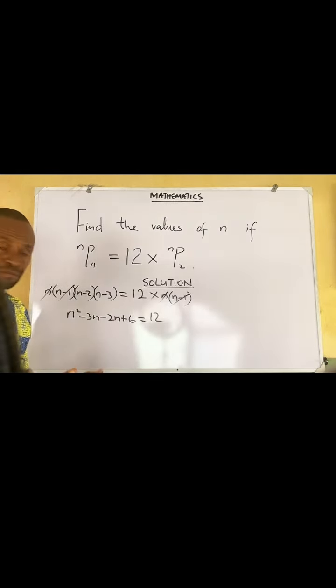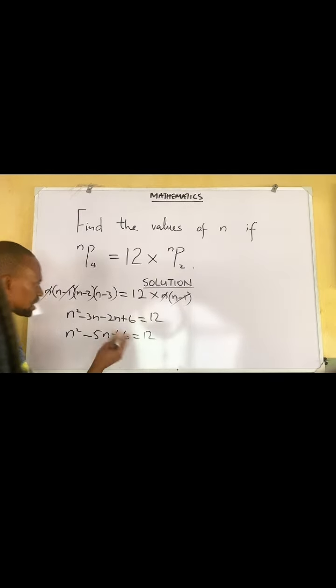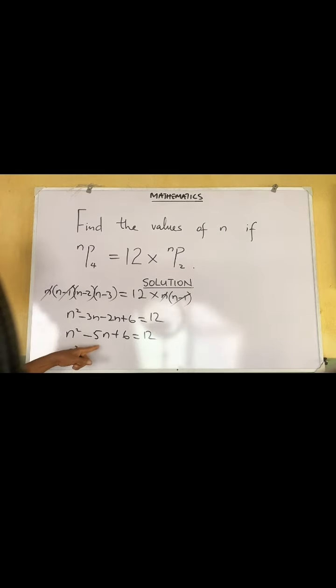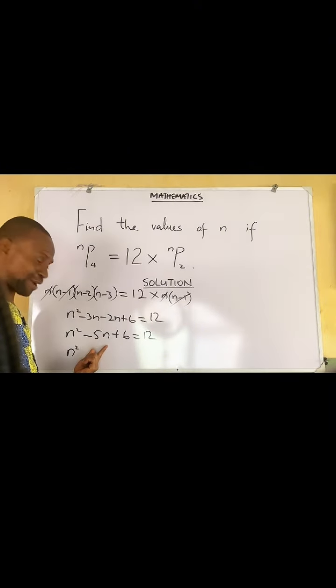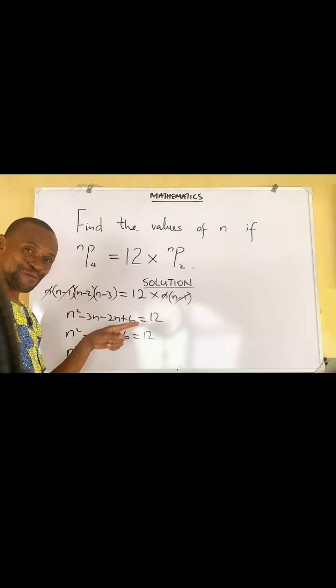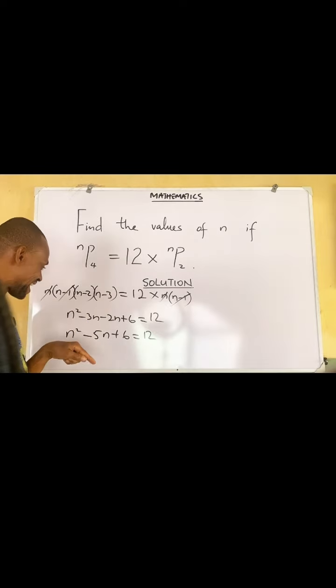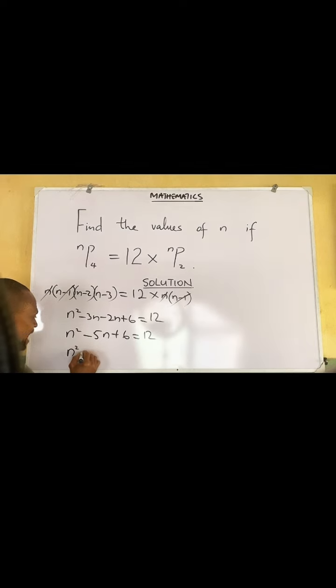Now, we are going to solve it by factorization to get the values of n. So let's do it together. n squared minus 3n minus 2n is minus 5n plus 6 equals 12. I hope it's clear. Now we regroup and split this middle term. Minus 5n is n minus 6n. So you have n plus n minus 6n, that is minus 5n plus 6 equals 12.